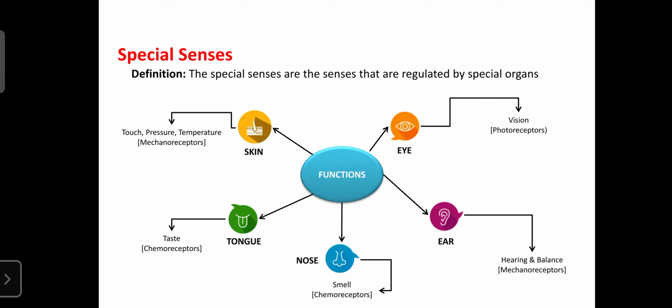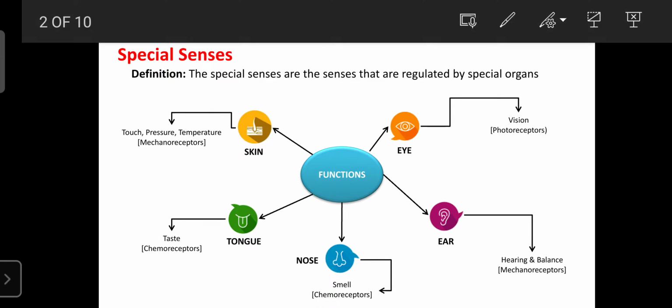Regarding the eye, the eye plays an important role in the regulation of vision. The eye consists of photoreceptors. Those photoreceptors convert an image or object into impulses, and those impulses are sent to the brain. Then the brain can recognize the object. That's why the eye is a special sense organ. It can regulate special senses like vision.